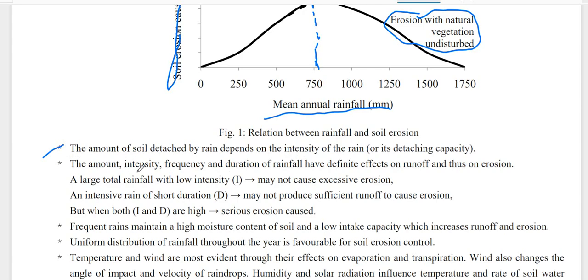The amount, intensity, frequency and duration of the rainfall have definite effects on the runoff and thus on the erosion. Wherever there is precipitation or runoff, think about infiltration and runoff only. See here, a large total rainfall with low intensity may not cause excessive erosion. It's obvious. If a short-duration, very intense rain occurs, then it may not produce sufficient runoff to cause erosion. If both are there, then it will be serious erosion.